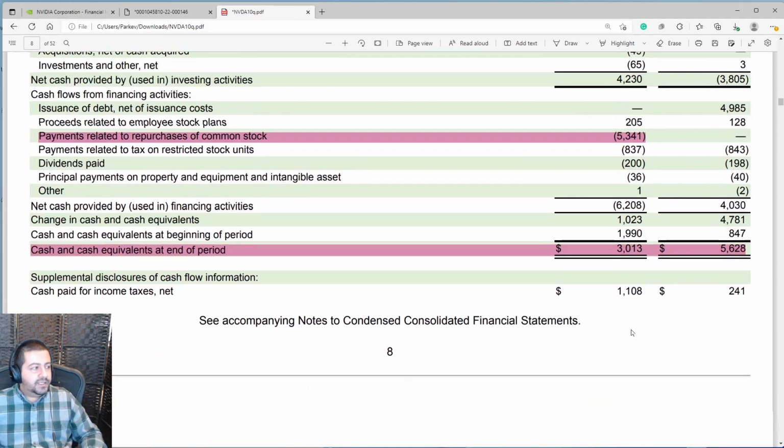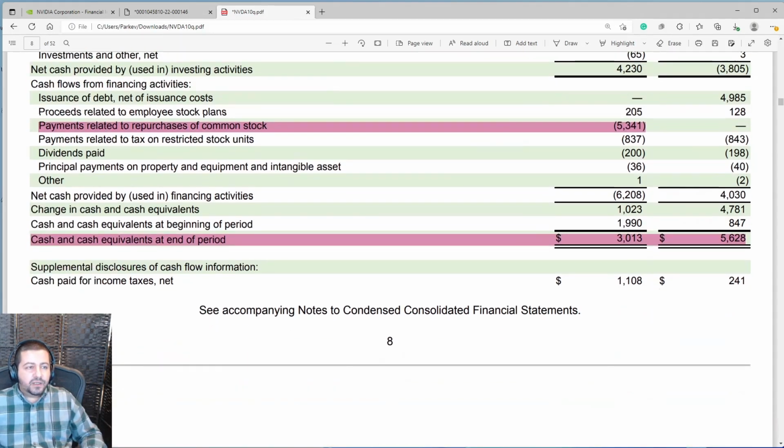Overall, its cash at the end of the period was $3 billion. So at the same time last year, it had 5.6 billion in cash. Now it has 3 billion in cash.